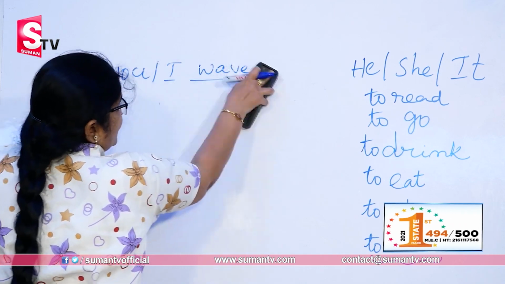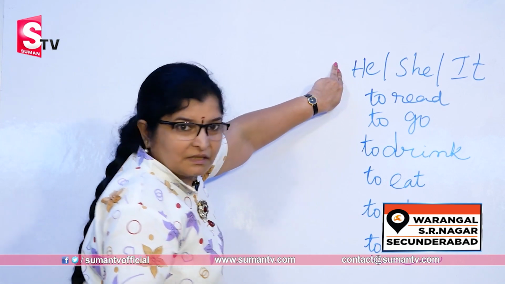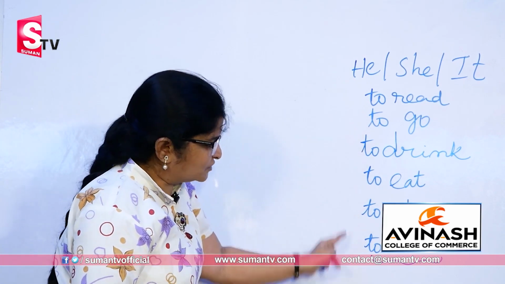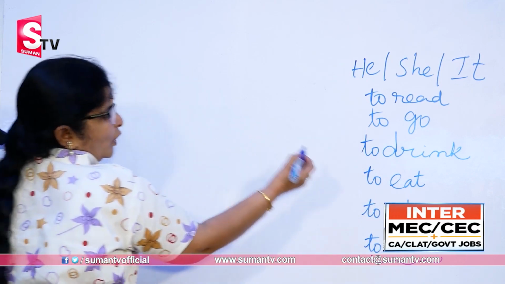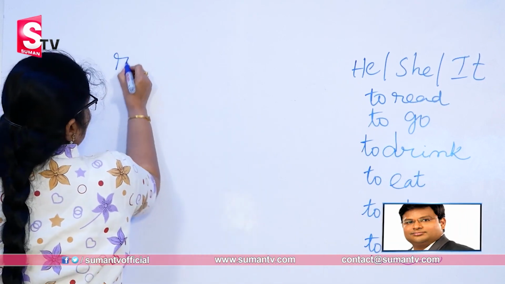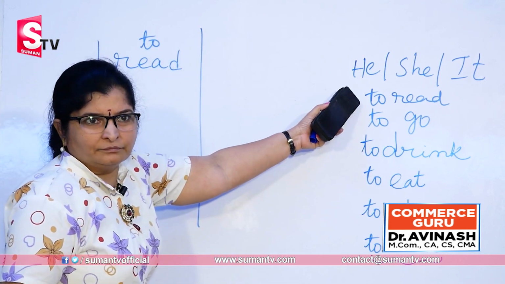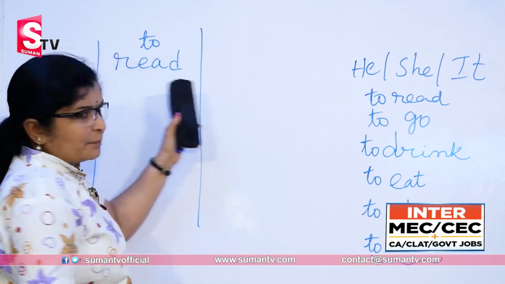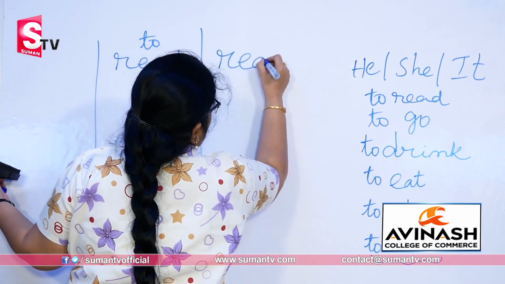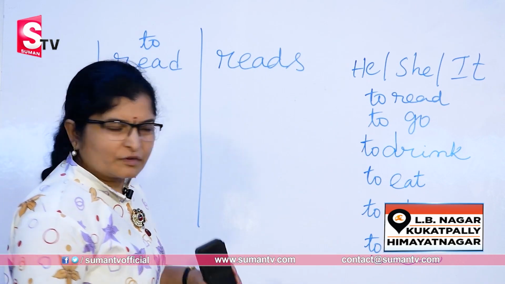Good. Now he, she, it, in all these three, when they get associated with these verbs, what happens? We need to add s to the verb. So what happens to read? Let us take the first verb. Is it to read? Good. Now what happens when he, she, it is there? Yes, according to this we learnt that we need to add s to that. Very good, viewers. Can I ask you one more question?